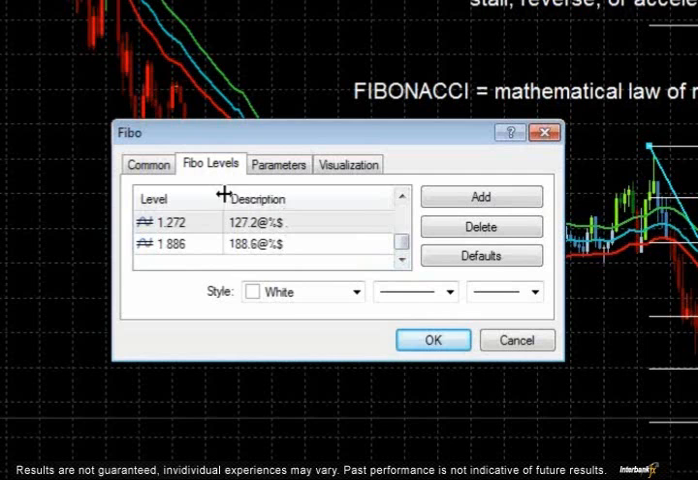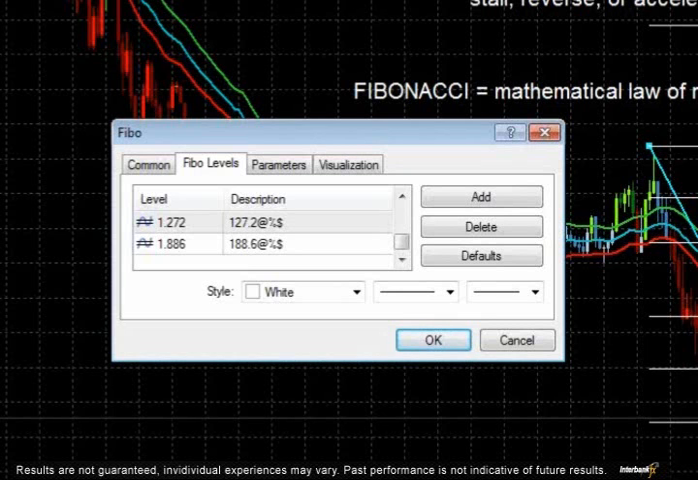Now, you'll notice in the description column, this is actually what you see on your chart. This is the actual visual part of the calculation. So the level itself is the calculation. The description is what you're going to see labeled here. Now, if you notice, I do 1.272, and then I have a series of symbols after that. Those symbols are the @ sign, the percentage sign, and then the dollar sign.